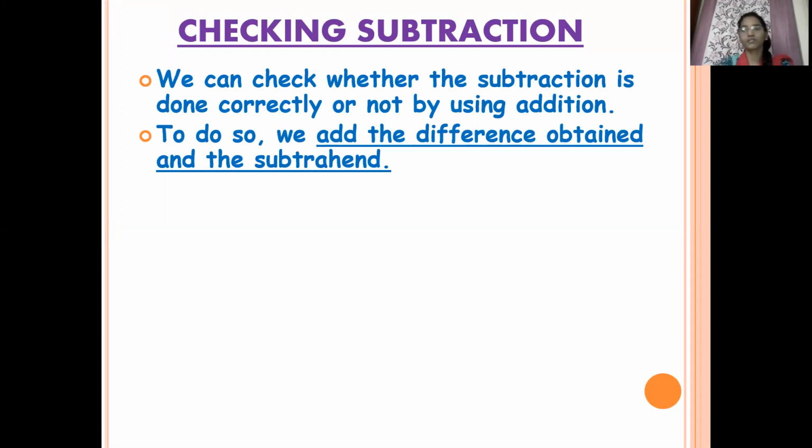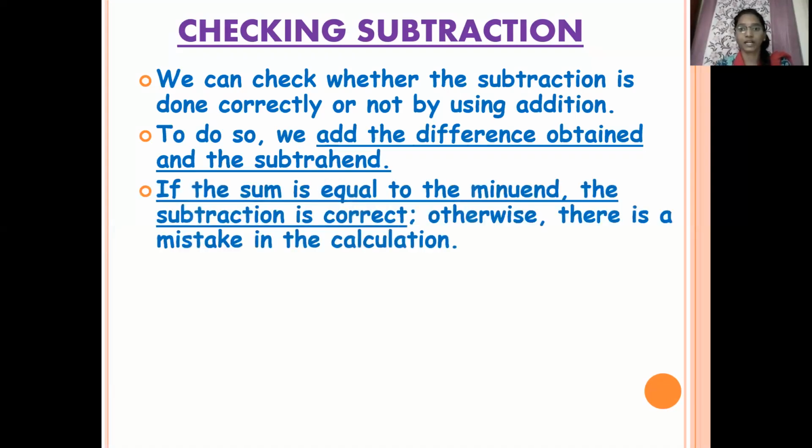What did you understand by this? You're going to add the difference, the result, with the subtrahend. And when you add difference and subtrahend, the sum must be equal to the minuend. When the sum is equal to the minuend, then the subtraction is correct. Otherwise, there is a mistake in the calculation. Okay? So let's take an example.